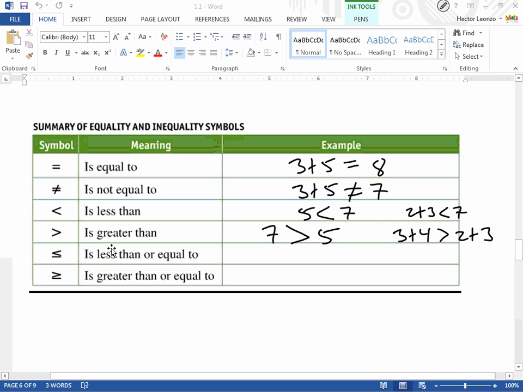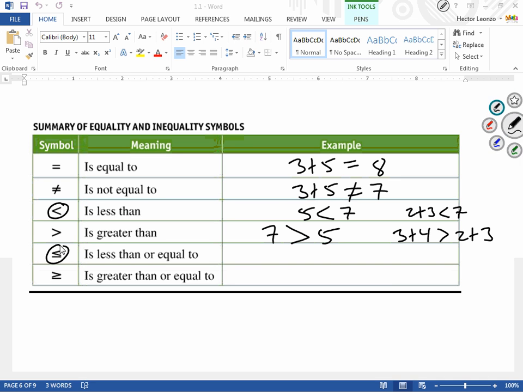Now, when we have the little line at the bottom, we call that or equal to. Notice how this one is very similar to this one, right? The arrow is pointing to the left, so we know the smaller number has to be on the left. But because it has the little line at the bottom, we call that or equal to. It could be something like 5 is less than or equal to 7. Another thing that is okay would be 5 is less than or equal to 5.